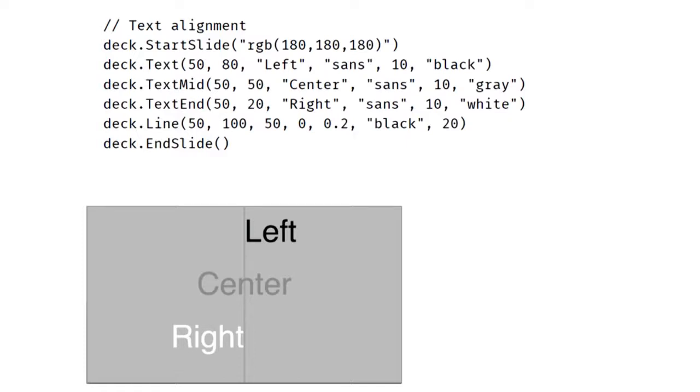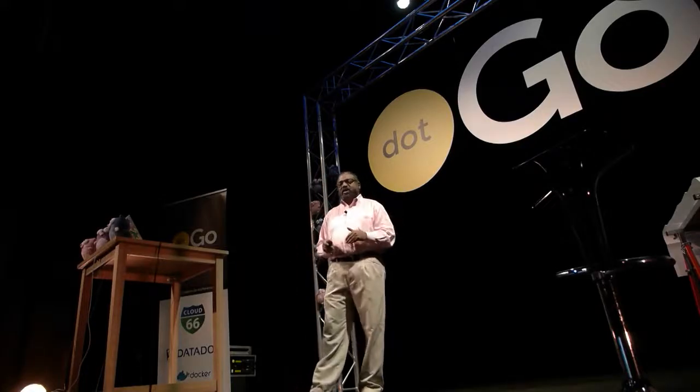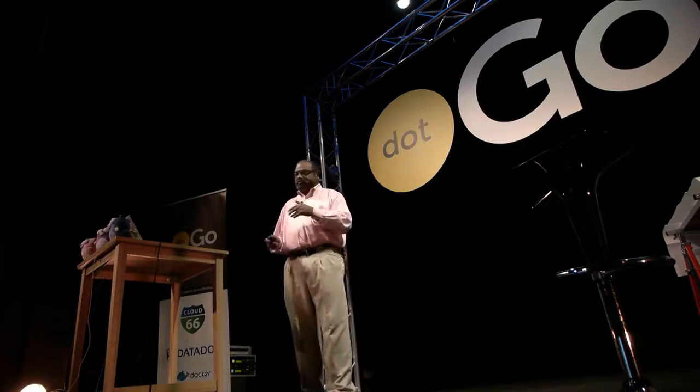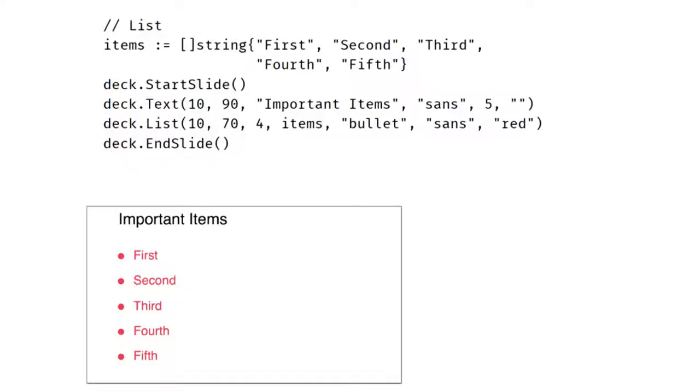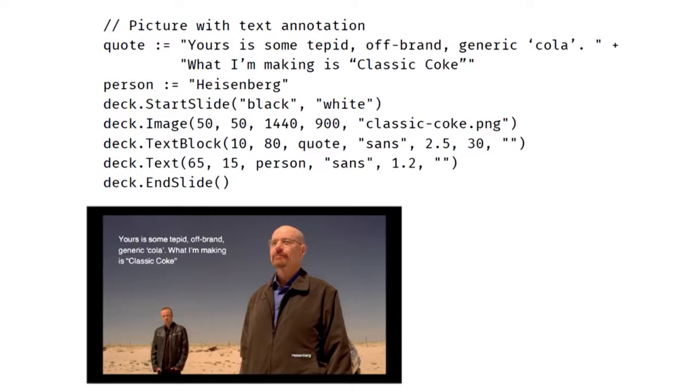So as you can see, I'm styling the background with RGB. You can use RGB or you can use named colors as well. And then you've got your textual elements and then a line in between. Here you're looking at using a string slice to represent your lists. And the ever popular hero picture with some text on top of it. I like this particular style of presentation.